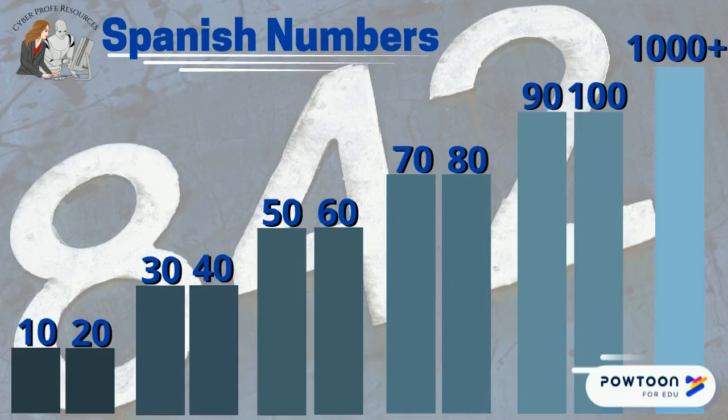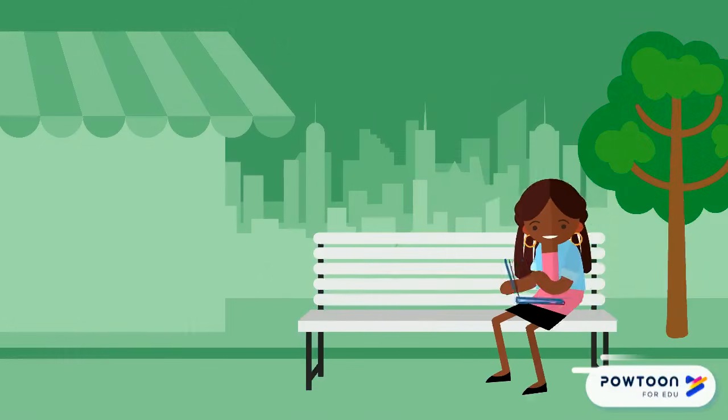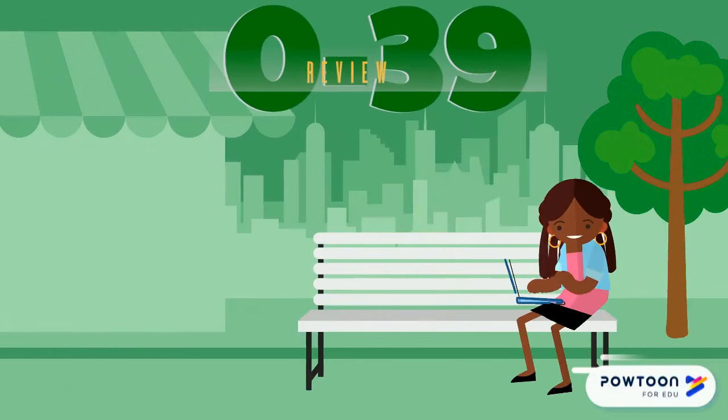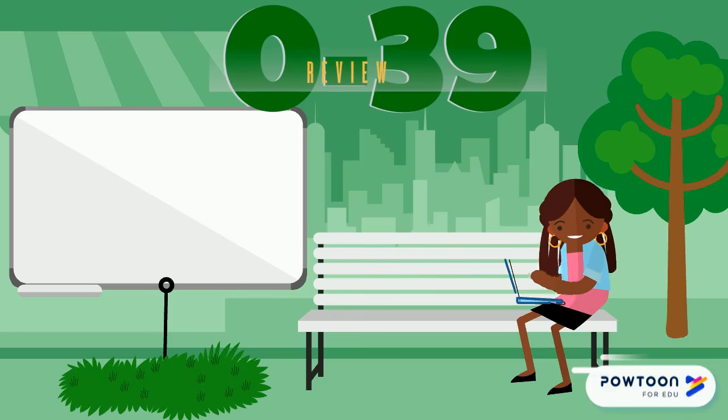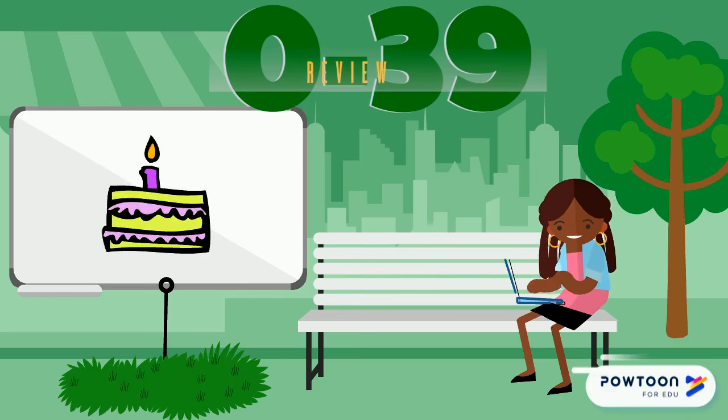Let's learn how to count past 1,000. First, let's review our smaller numbers from 0 to 39, because if you know the smaller numbers, the bigger ones will be a piece of cake.